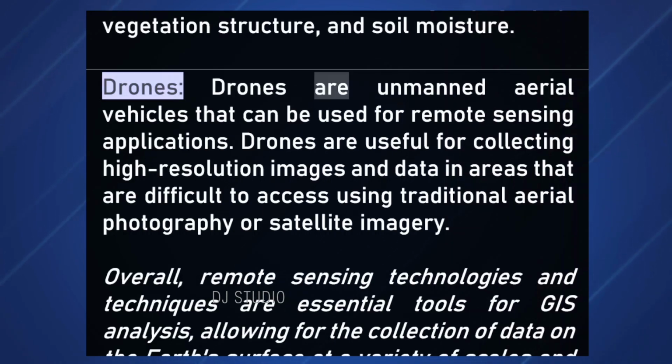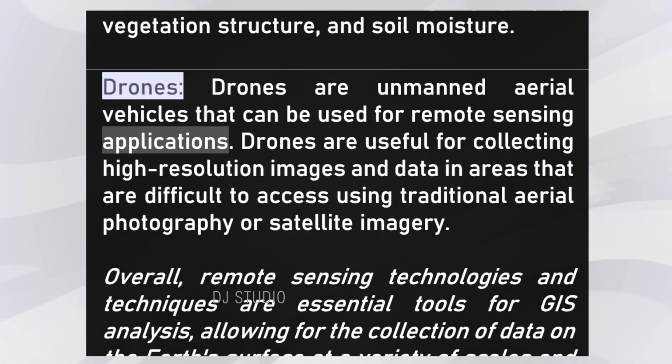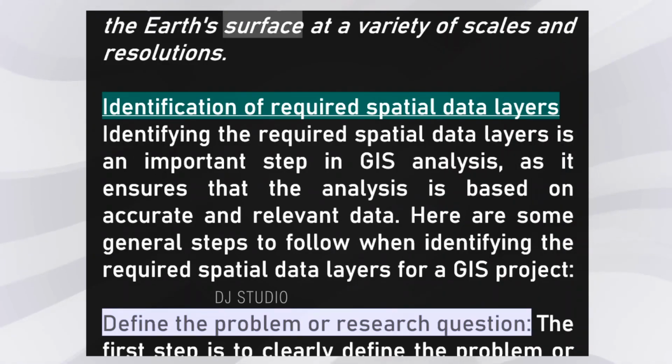Drones. Drones are unmanned aerial vehicles that can be used for remote sensing applications. Drones are useful for collecting high-resolution images and data in areas that are difficult to access using traditional aerial photography or satellite imagery. Overall, remote sensing technologies and techniques are essential tools for GIS analysis, allowing for the collection of data on the Earth's surface at a variety of scales and resolutions.